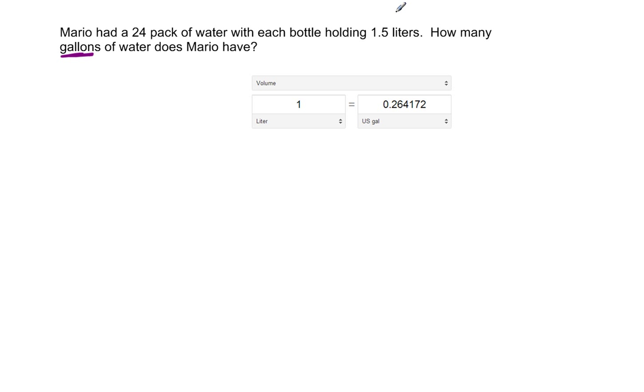So if we think about what operation we can do to figure out the total number of liters: if one bottle is 1.5 liters, to get the total, that's the key word there. Anytime we're finding a total, we have a multiple of something, and multiple is another helpful word, we're going to have to multiply. So I know 24 times 1.5. That's our first piece of math we have to do.